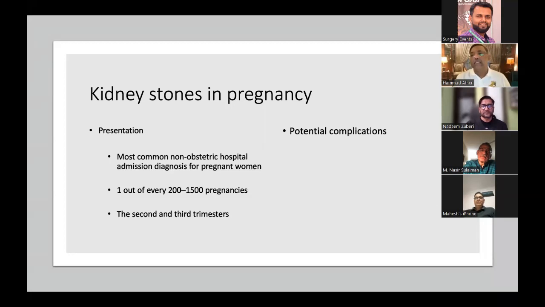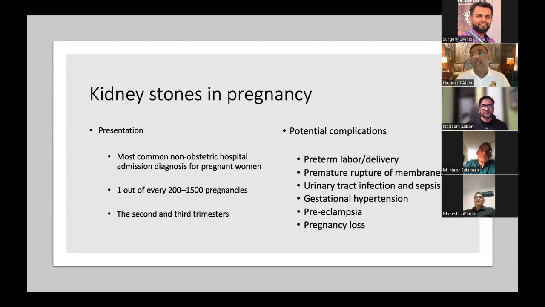It can result in some devastating complications with urinary tract infection and sepsis, premature rupture of membranes, premature labor and delivery, gestational hypertension, preeclampsia, and even pregnancy loss. And I'm sure that all of us have seen one or two of these complications. Unfortunately, they are not very common, but they can potentially happen.